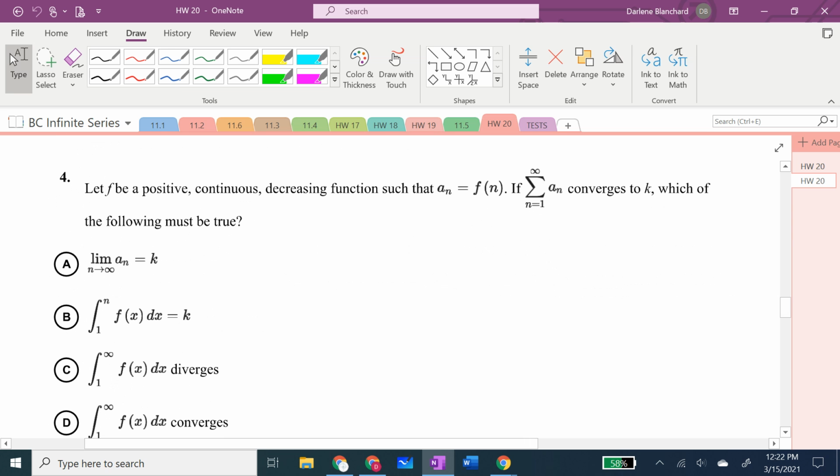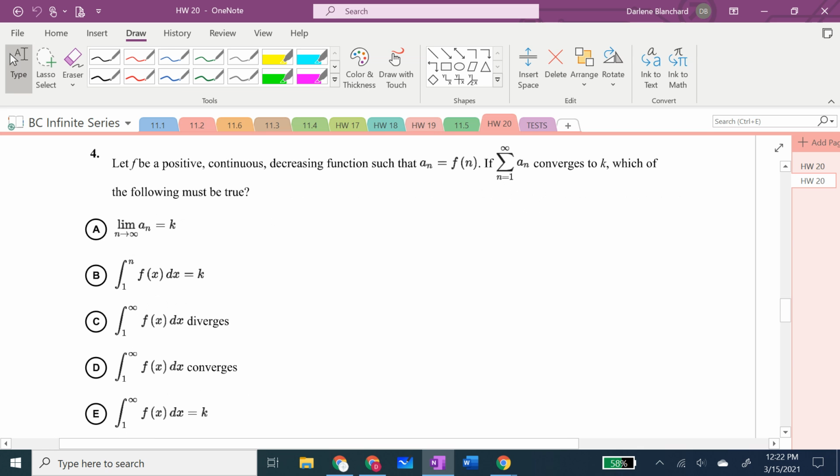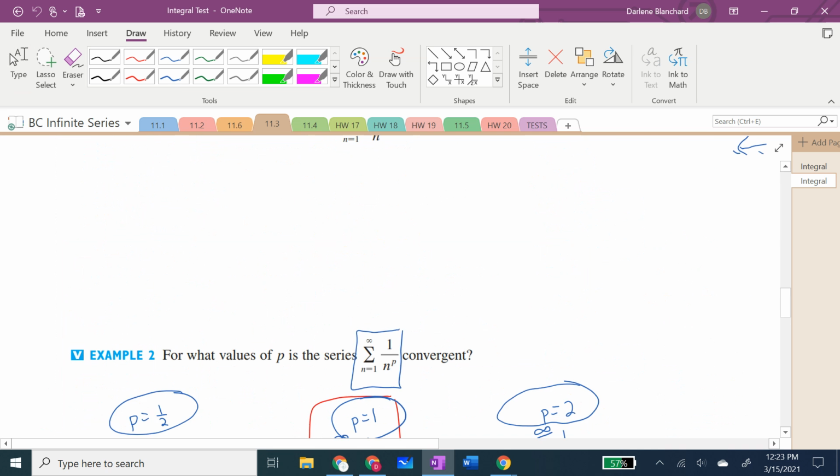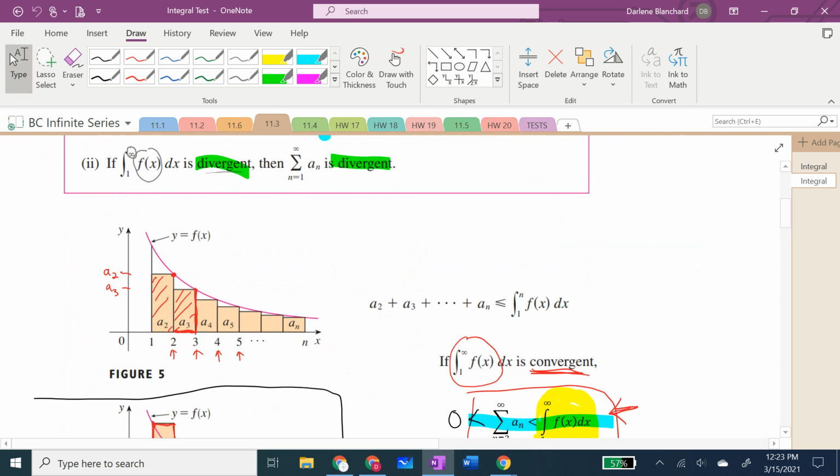Number 4 is definitely integral test. And it even begins with telling you that your function is positive, continuous, and decreasing. And so be careful. It is telling you that the sigma is converging to k. Make sure you're clear that if you remember what it looked like when we did the integral test, and I'm going to run over to the integral test and find that picture.